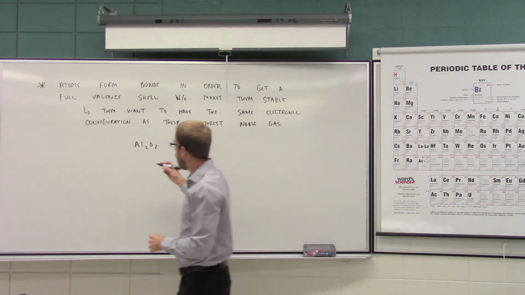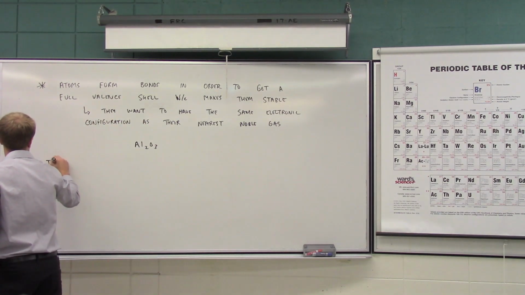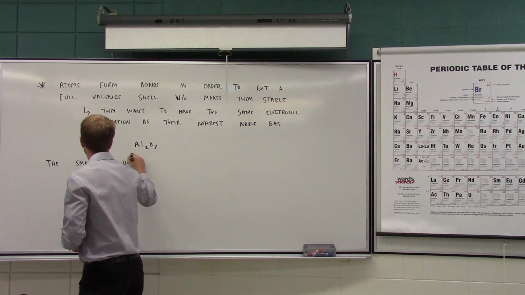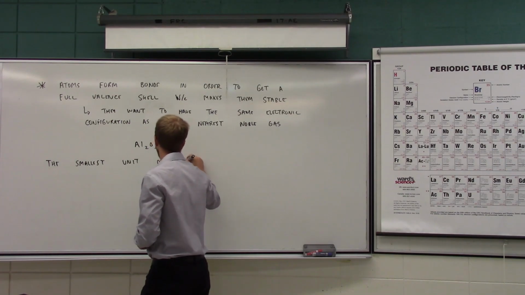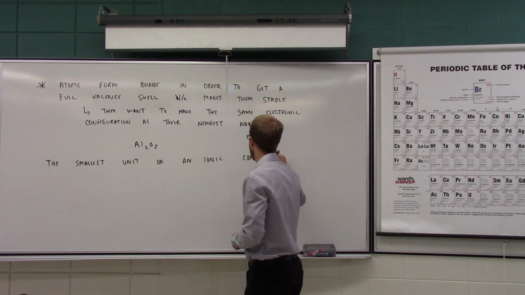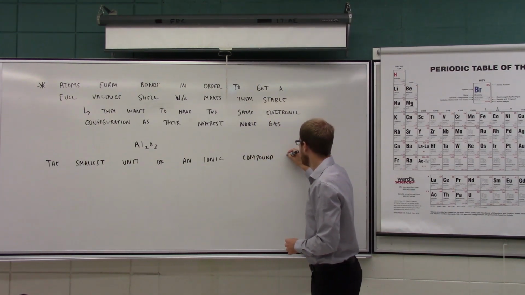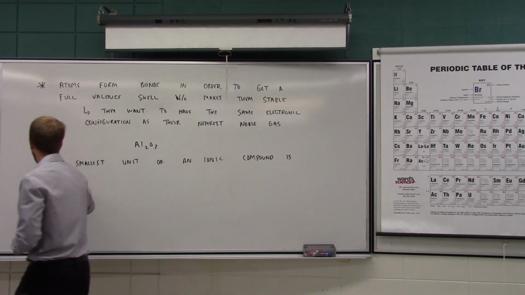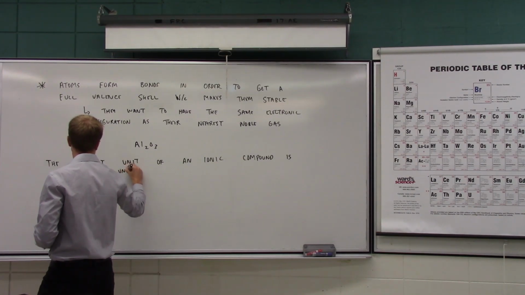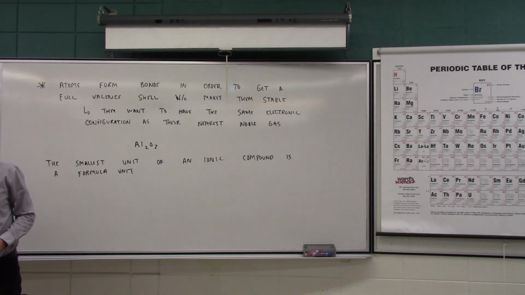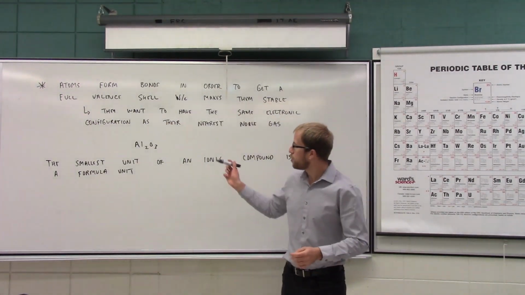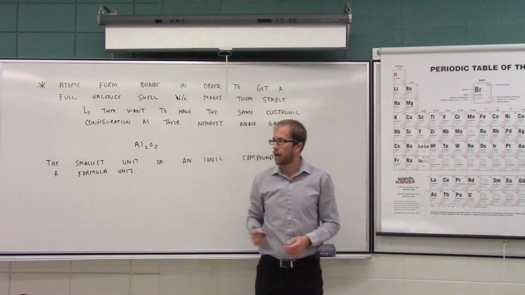So the smallest unit of an ionic compound is a formula unit. And a formula unit here of aluminum oxide would be 2 aluminum ions and 3 oxygen ions.